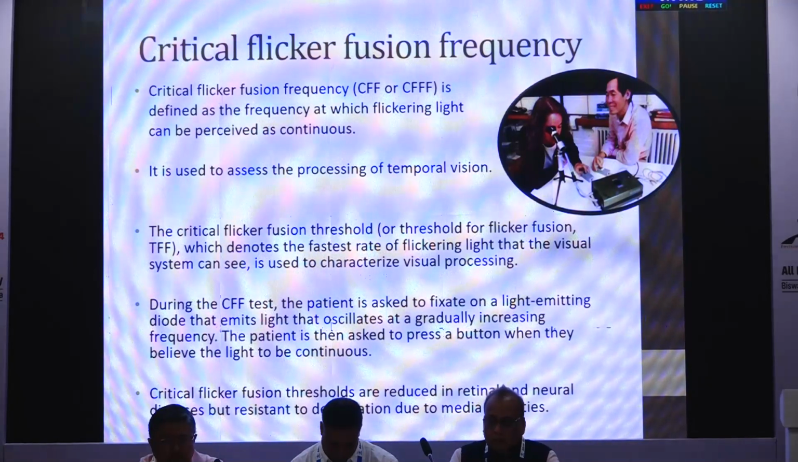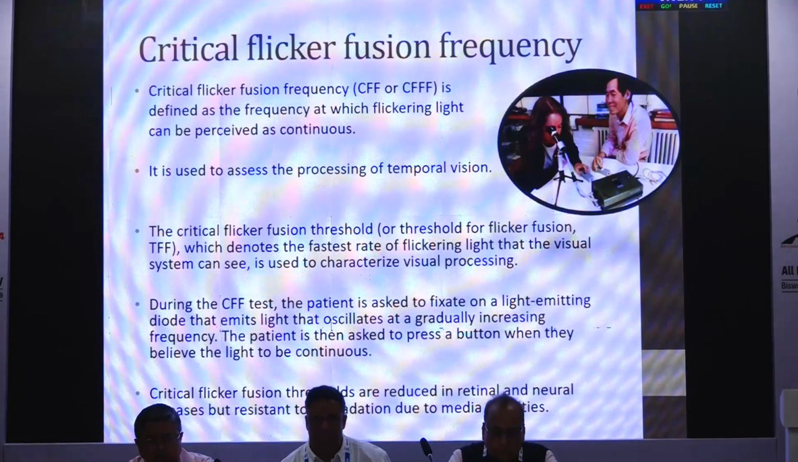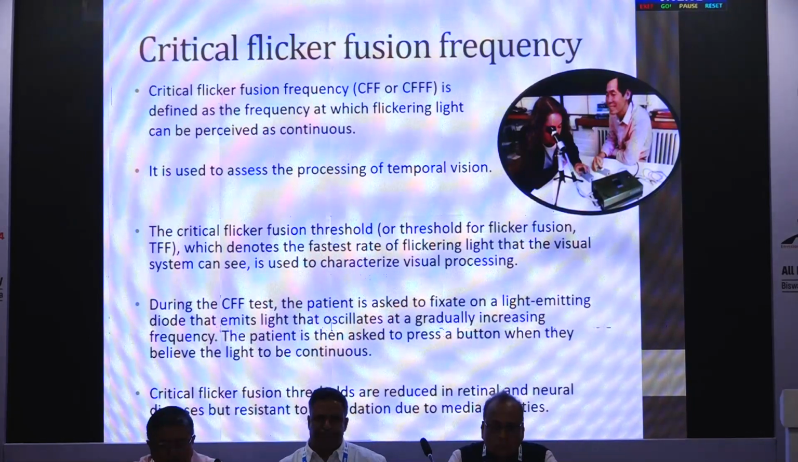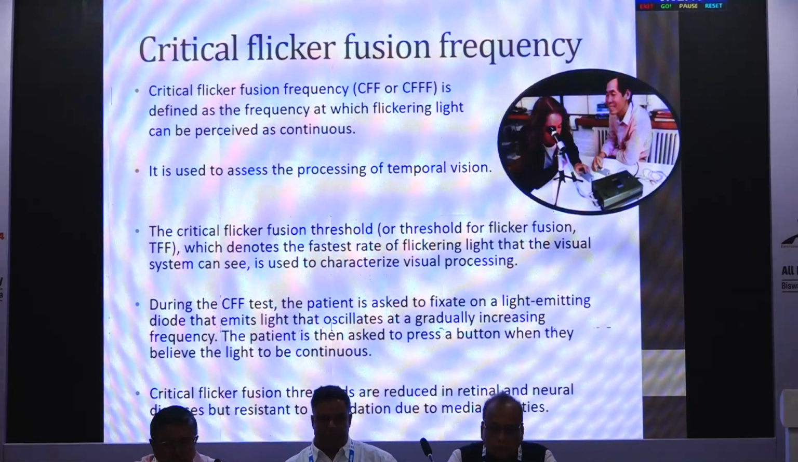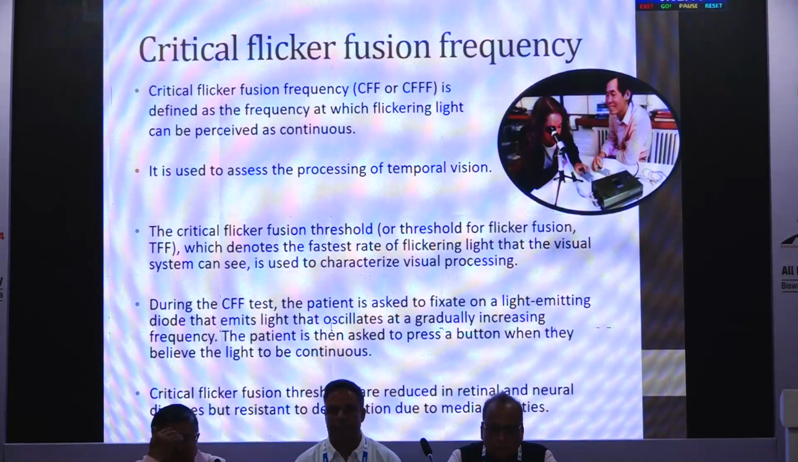Next, we come on to critical flicker fusion frequency. It is defined as the frequency at which the flickering light is perceived as continuous. It is used to assess the processing of temporal vision, and the critical flicker fusion threshold denotes the fastest rate of flickering light that the visual system can see, and is used to characterize visual processing.